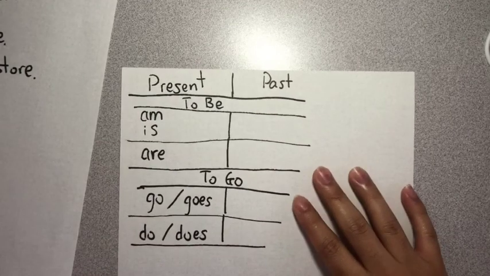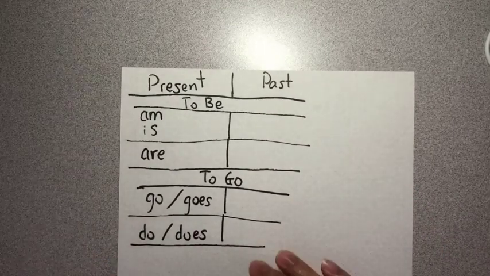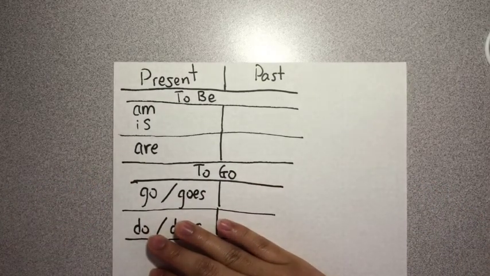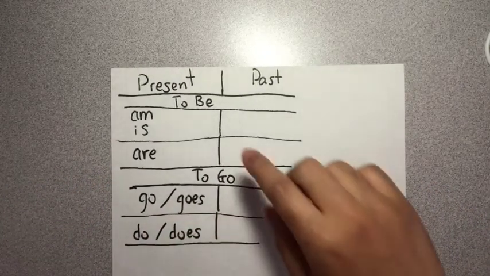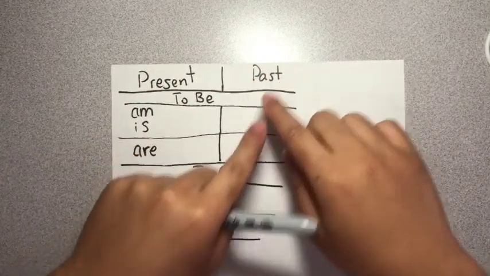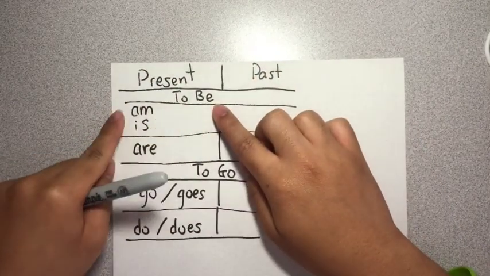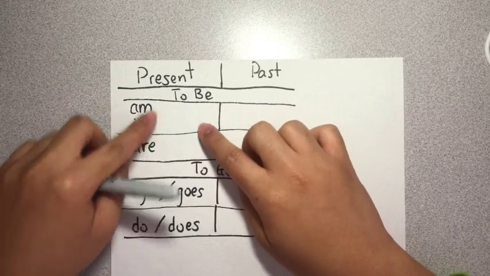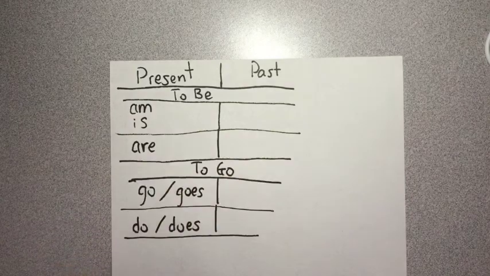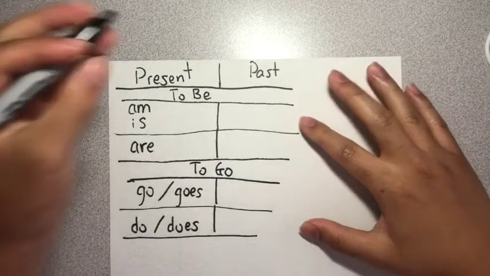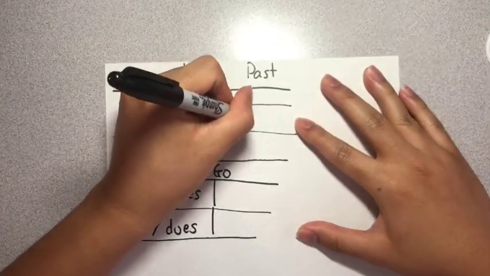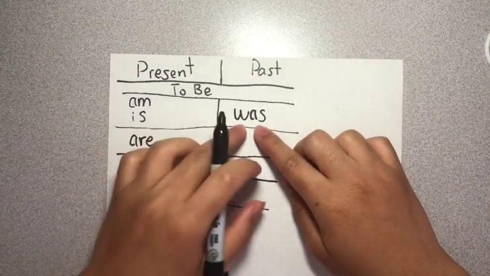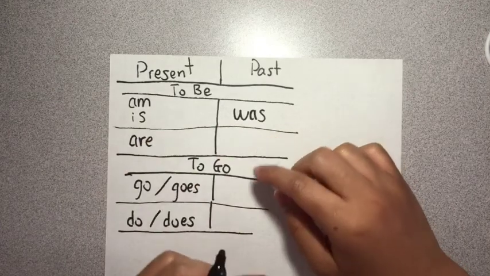So let's start with past tense. We use the past tense when we talk about things that happened before, things that happened already. So here we have the present tense and here we have the past tense. So first let's do to be. We have am and is. I am, he is, she is, it is. This is for the present. We say I am, he is. In the past, we say was. I was, he was, she was, it was.